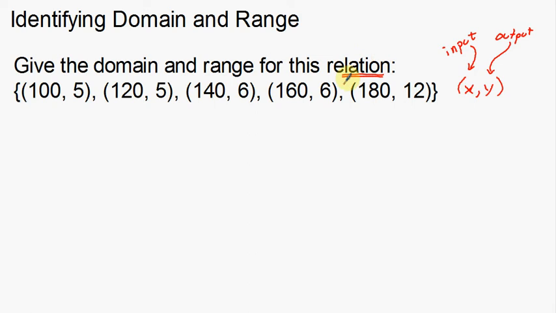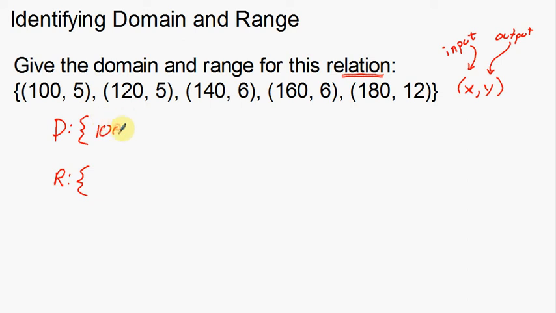So in this case, what we want to do is simply identify the domain and the range of this function, of this relation. The domain is the numbers that we put in, and the range is the numbers that we're going to get out of this. So again, our domain is going to be the inputs, our x's. What I'm going to do is look at this string of coordinates and figure out what are the numbers that I'm going to plug in? Well, in this case, my x's are the numbers I'm going to plug in.